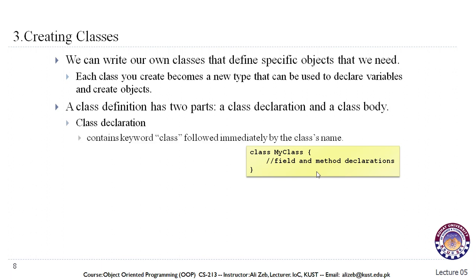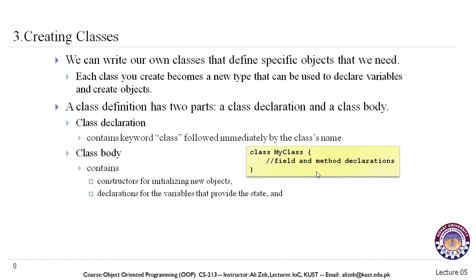The declaration contains the keyword class followed immediately by the class's name. The body of the class contains constructors for initializing new objects, declarations for the variables that provide the state, and the methods to implement the behavior of the class and its objects. So most of the classes that we'll be using or defining will have a minimum of 3 components.